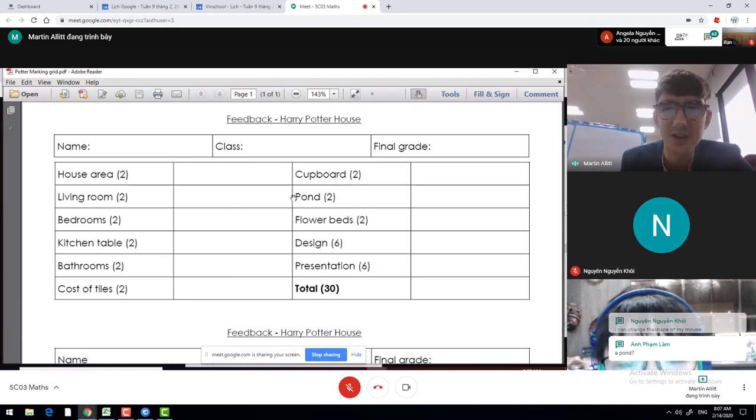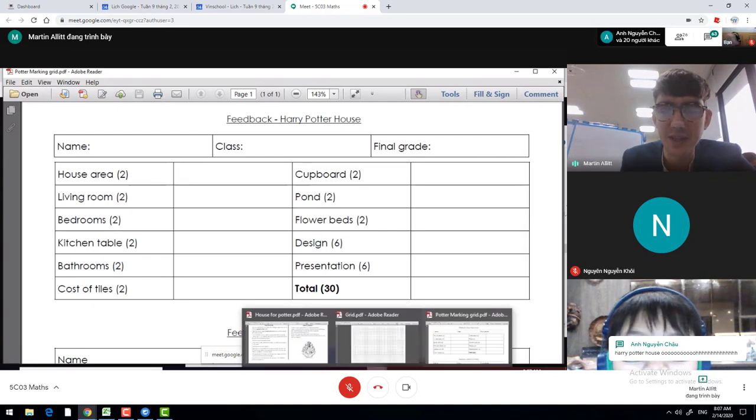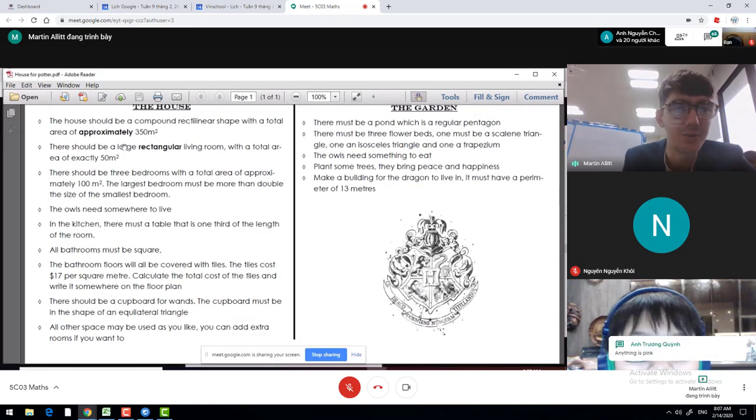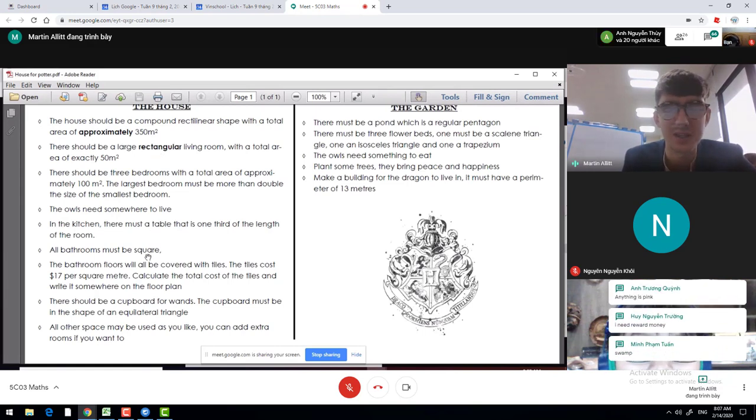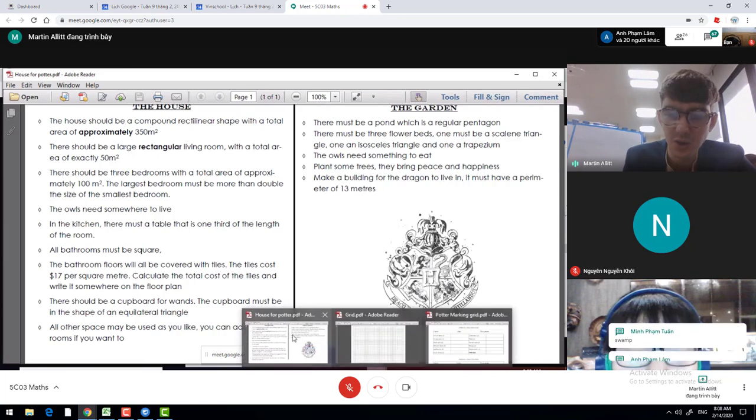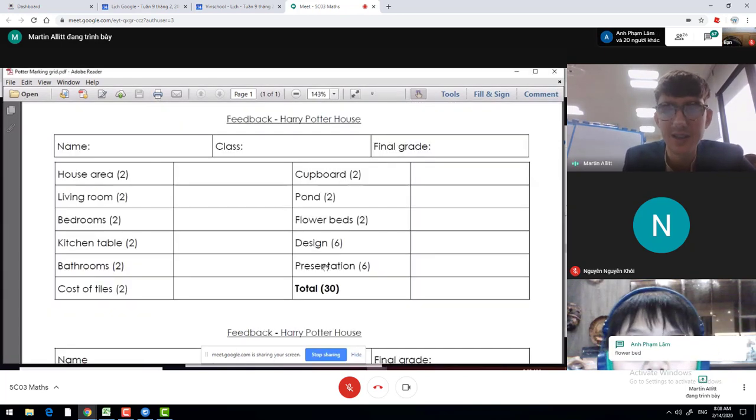So these parts that are 2 marks, these are just for following the instructions. If you follow the instructions correctly, then you will get 2 marks for each one of these things. However, there's also 2 more at the end. There's 6 marks for design, and there's 6 marks for presentation.